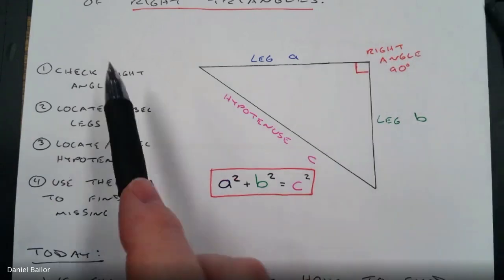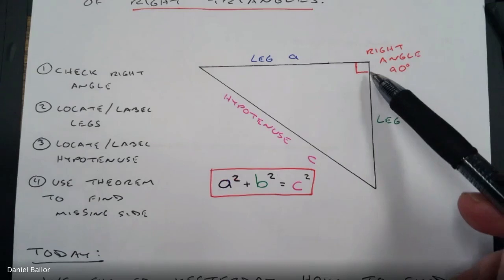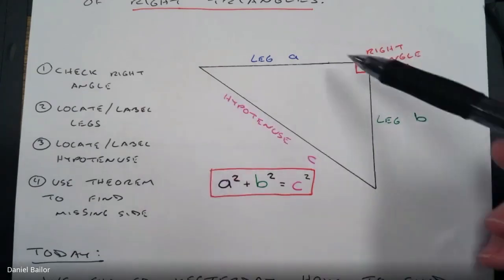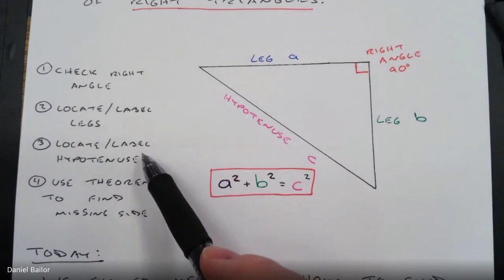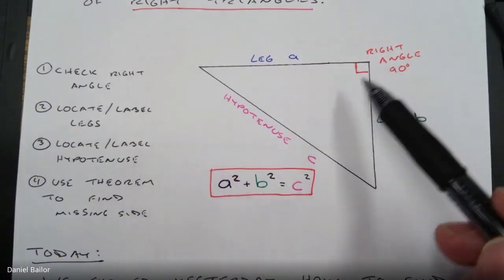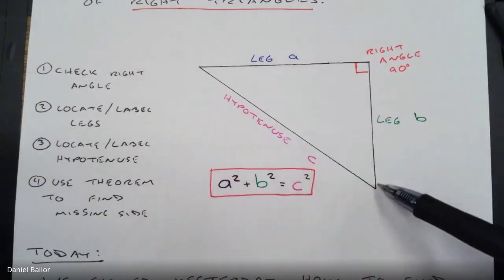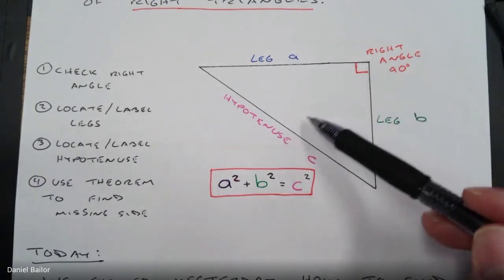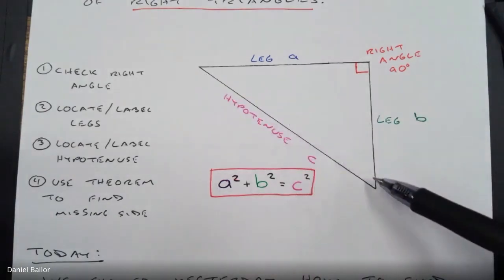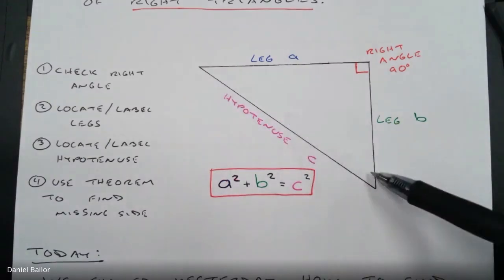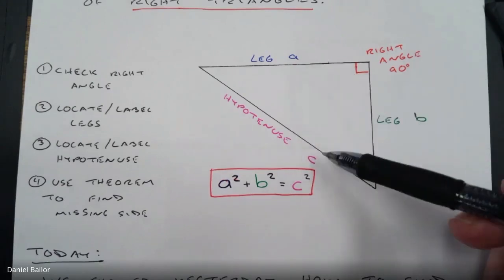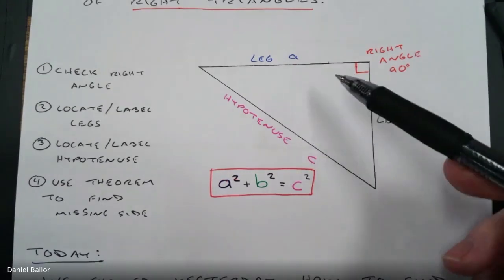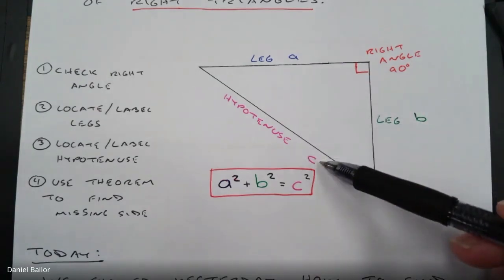So the first step is always to check to make sure it's a right triangle. Then you have to locate and label the legs, and they are connected to the right angle. Very important you know where the legs are. And then step 3, locate and label the hypotenuse, and the hypotenuse is this line opposite from the right angle, and it connects the legs. The hypotenuse is also labeled C. So the legs are A and B, the hypotenuse is C.